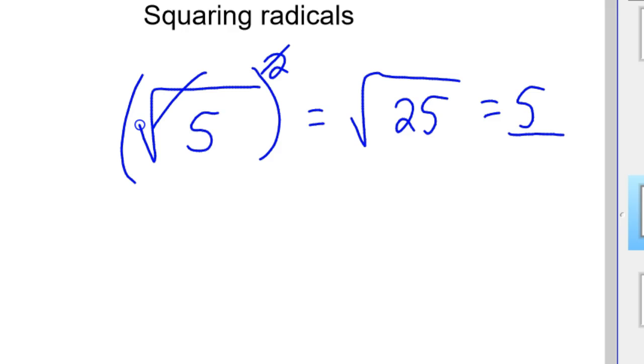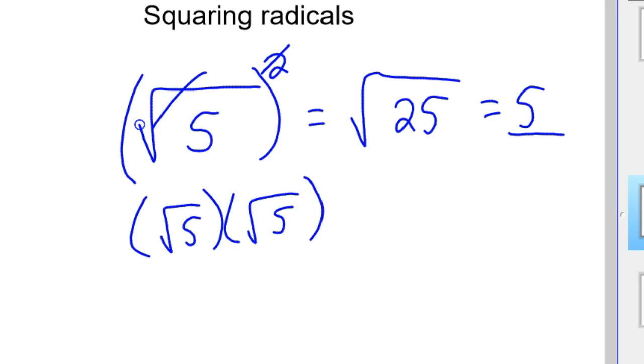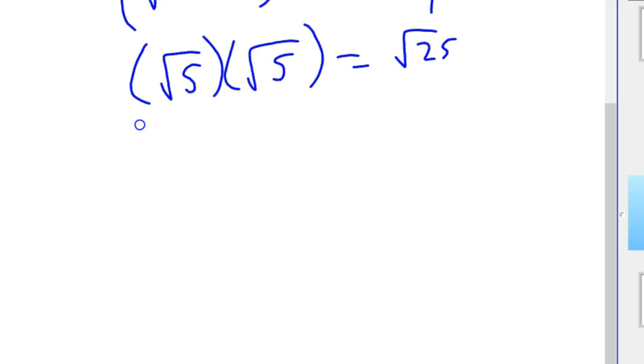But I really did this. I followed the rules of exponents there and said, well, square root of 5 squared is really square root of 5 times the square root of 5. Well, when you multiply those, that's the square root of 25 like I had here. And the square root of 25 we know is 5.